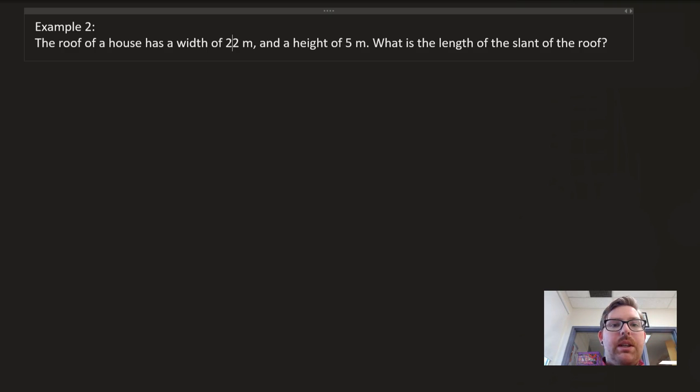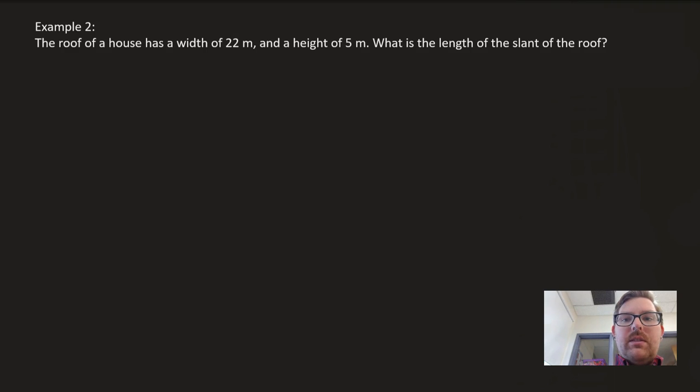So I'm going to keep going now, and I'm going to go through the question. Example 2, the roof of a house has a width of 22 meters and a height of 5 meters. What is the length of the slant of the roof? All right. So let's see here. The roof has a width of 22 meters, height of 5 meters. What is the slant of the roof?